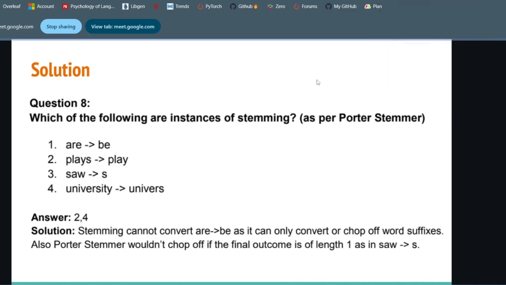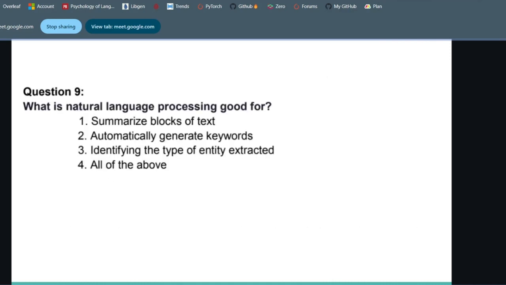Let's go on to the next question then. So this is question 9. What is natural language processing good for? This is a very application-based question of natural language processing. Please try this question.